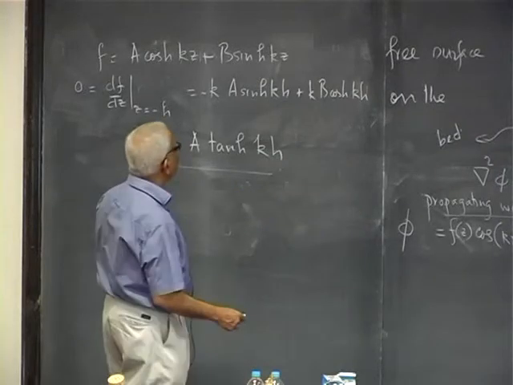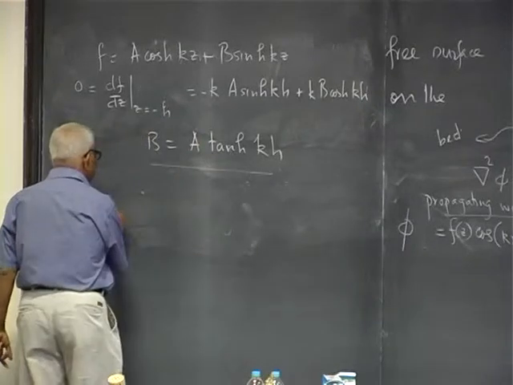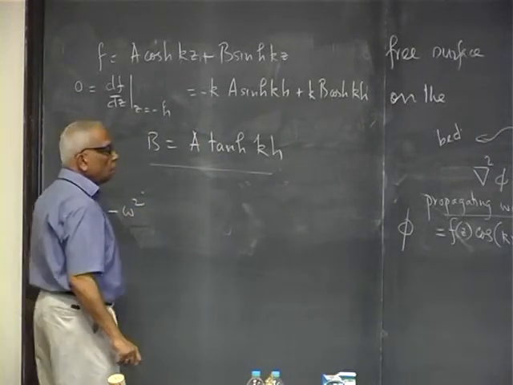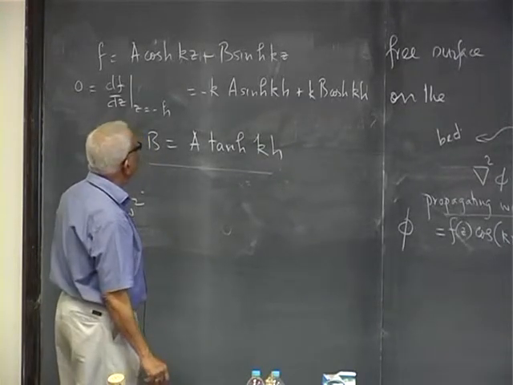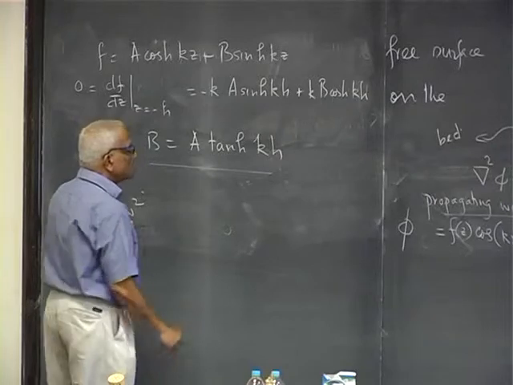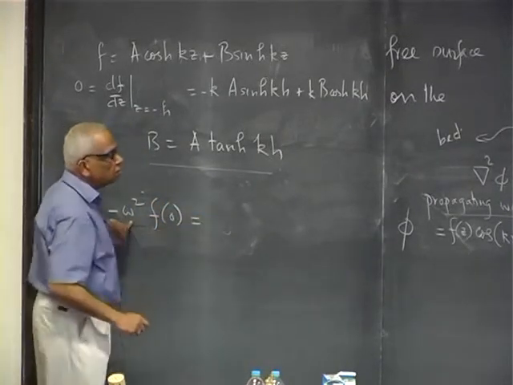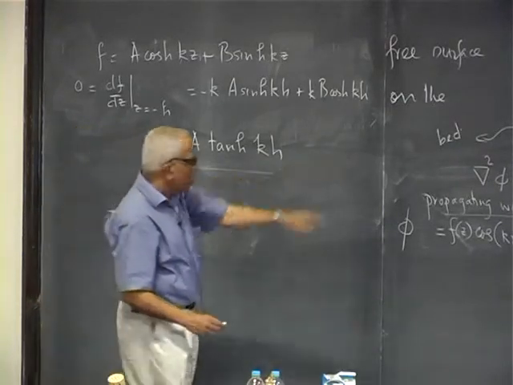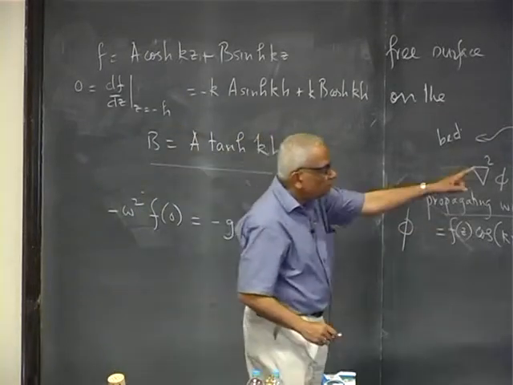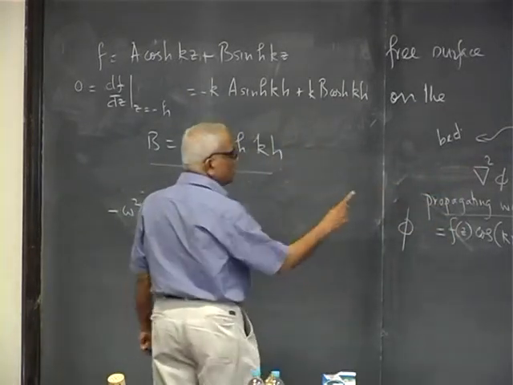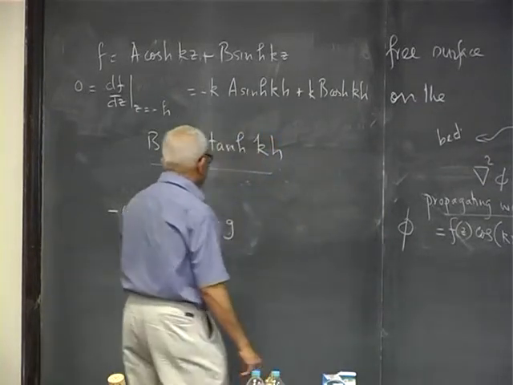del 2 phi del t square, which comes from over here. So it is minus omega square times f of 0 equals minus g del phi del z. So that brings in this f prime.